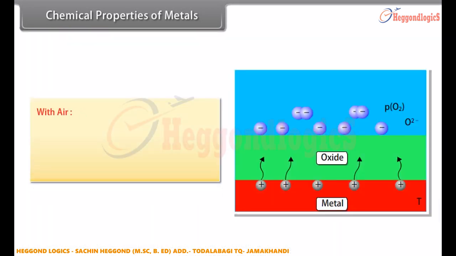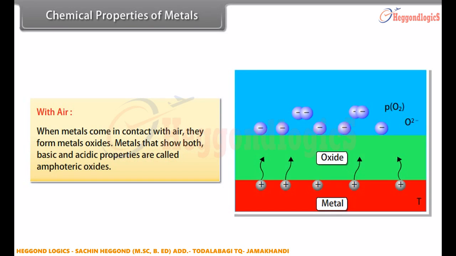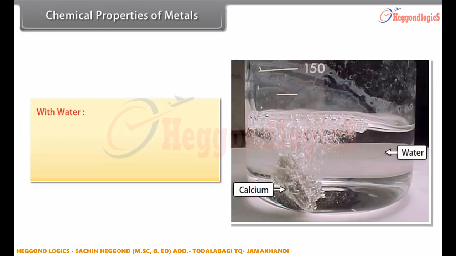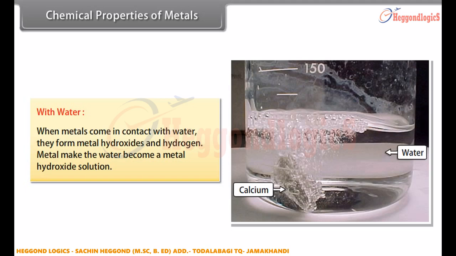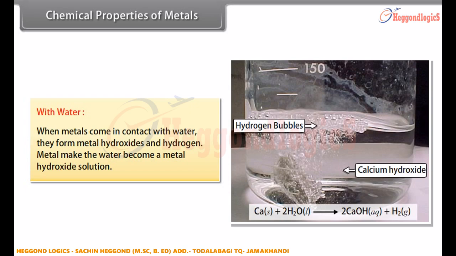With air. When metals come in contact with air, they form metal oxides. There are some metals that show both basic and acidic properties. Such metals are called amphoteric oxides. With water. When metals come in contact with water, they form metal hydroxides and hydrogen. Metals make the water become a metal hydroxide solution.